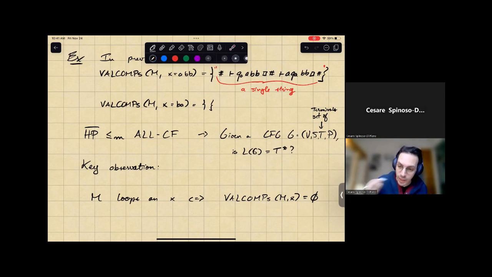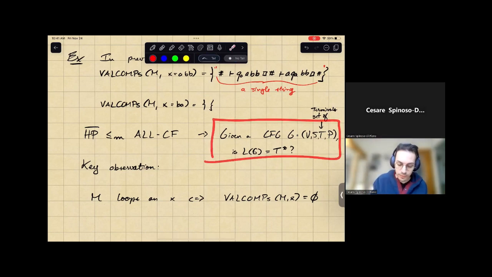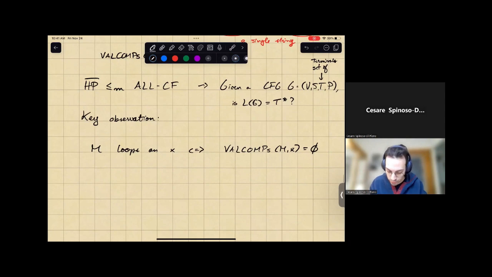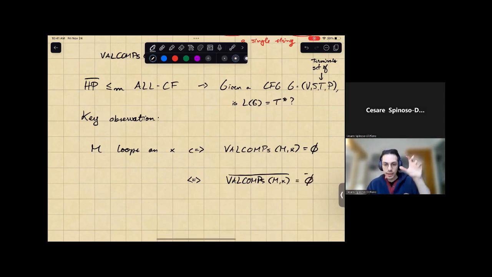Okay. But what is context-free and what does relate back to this all CF problem is if we apply the complement to both sides. So if we apply the complement to both sides, then by set theory, we still have an equality of sets. And in this case, if I complement the empty set, I get the universe minus the empty set. In our case, the universe now is delta star, right? It's delta star because Valcomps is a subset of delta star. Right? And so this is equal to delta star.